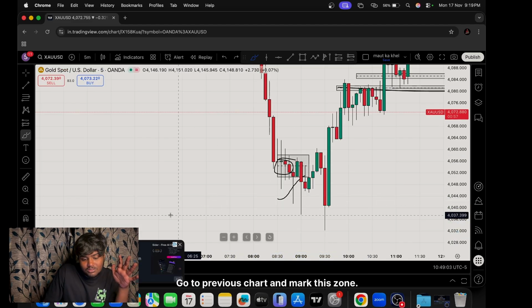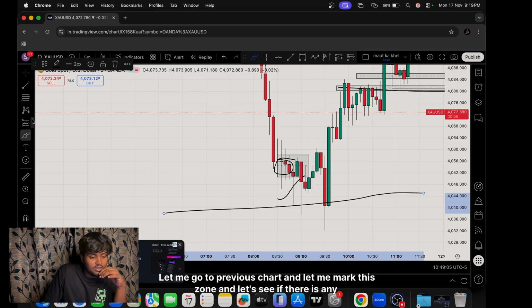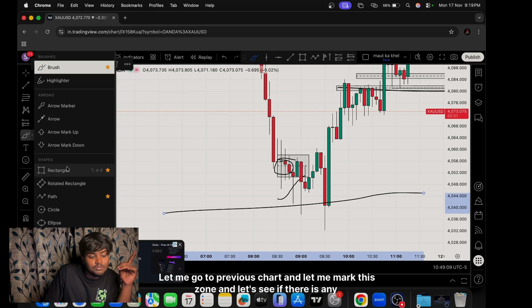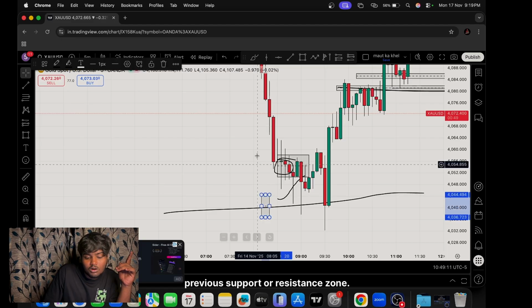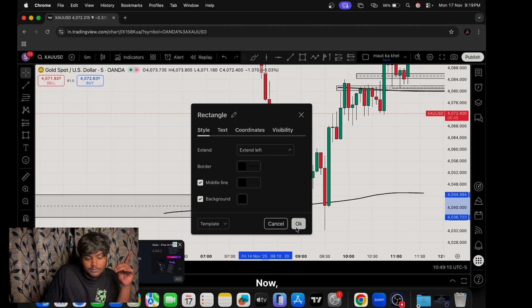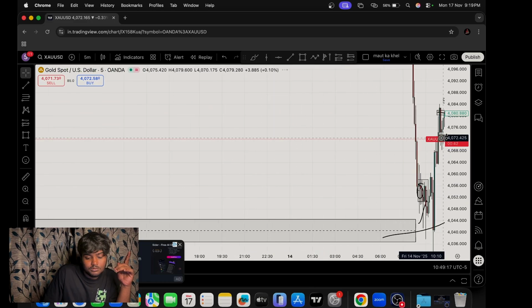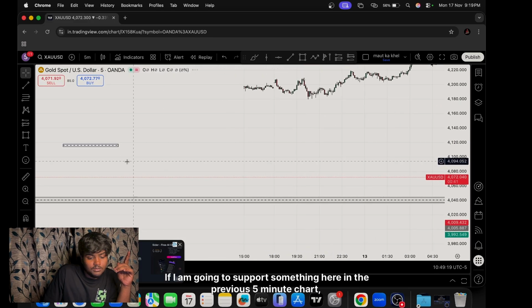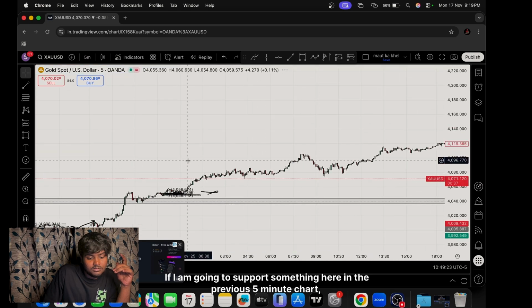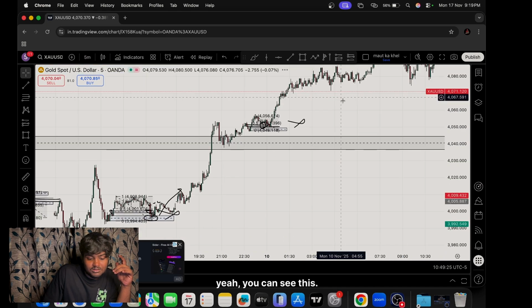Go to the previous chart and mark this zone. Let me go to the previous chart and mark this zone, and let's see if there is any previous support or resistance zone. Let me extend this to the right. Now if I am going to spot something here in the previous 5 minute charts, yeah, you can see this.